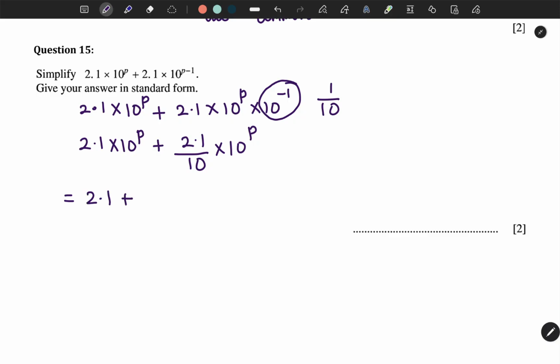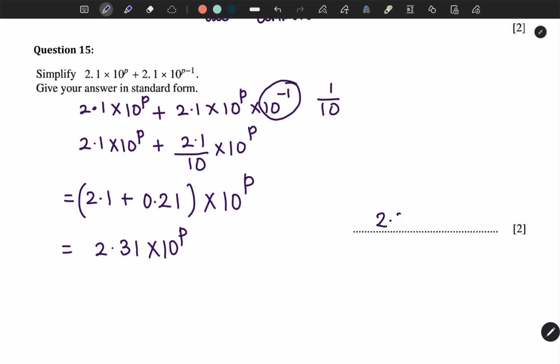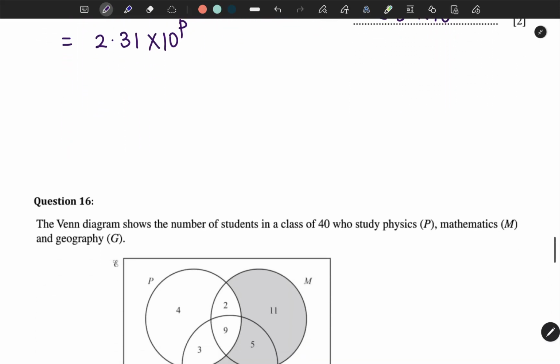2.1 plus 2.1 over 10, that's going to be 0.21. And from here I have 10^p, which is in both the terms, so I just keep it common, which gives me 2.31 × 10^p. So my final answer is 2.31 × 10^p, which is again in standard form.